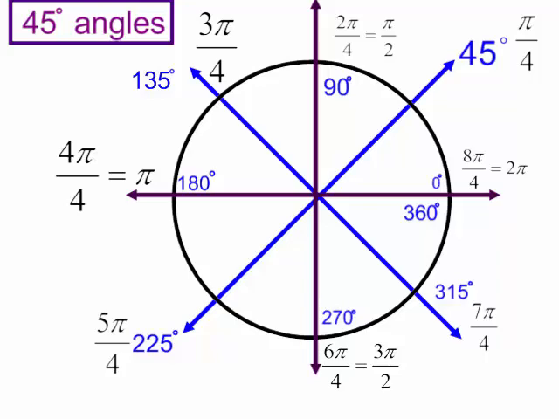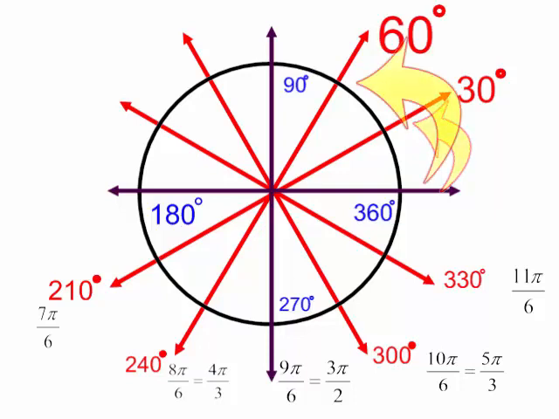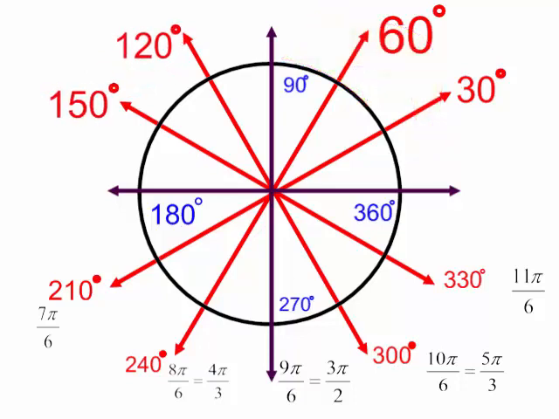Still feeling good? We are now going to talk about the angles that increase by 30 degrees. This is a 30-degree angle, 60 degrees, 90 degrees, 30 more. This is at 120 degrees, 150 degrees, and yes, this is 180 degrees just like earlier. And of course, I can continue around the unit circle until I get to 360 degrees. Well, let's talk about the radians associated with these degrees.